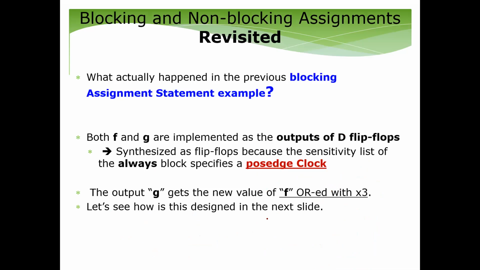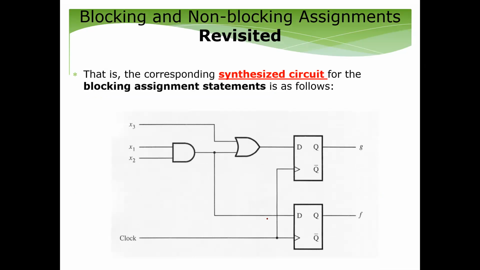Okay. I think the circuit is somewhere. Yeah. So with blocking statement, this is what you get. It will take x1 and x2 and OR it with x3 to get you g. And if it's just the same, it's not using any left-hand assignment, so therefore f is going to be x1, x2. Okay, so you have to be careful and always use non-blocking assignment unless you know what you're doing, unless you want this behavior.